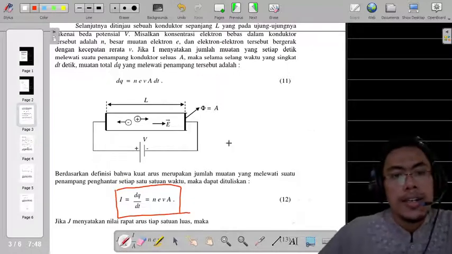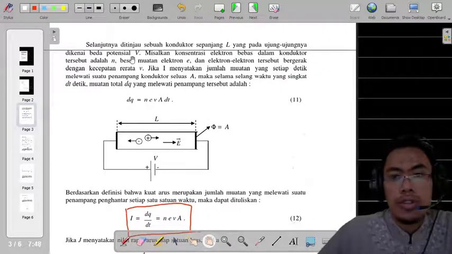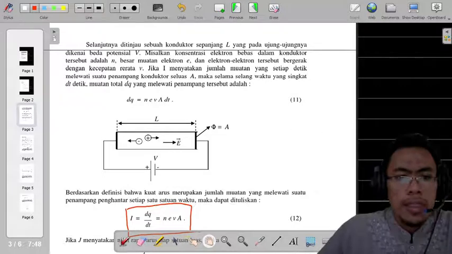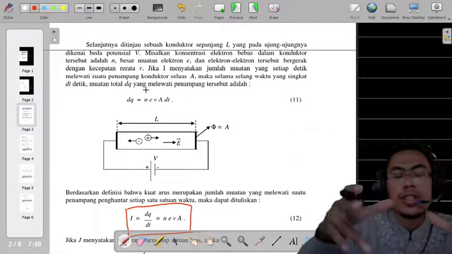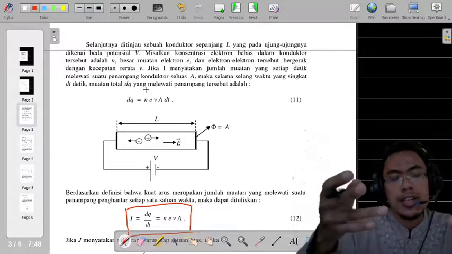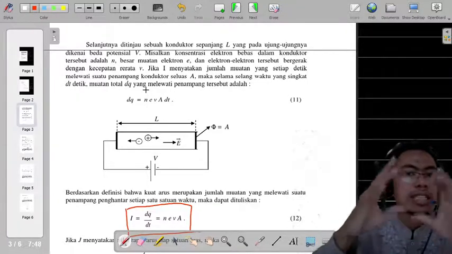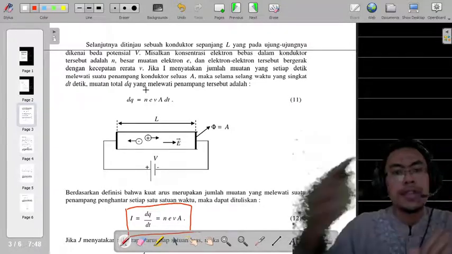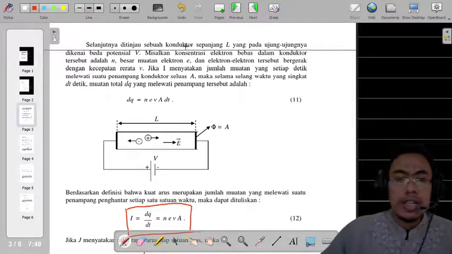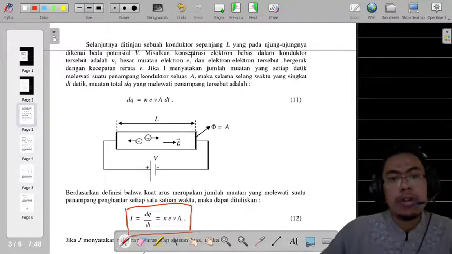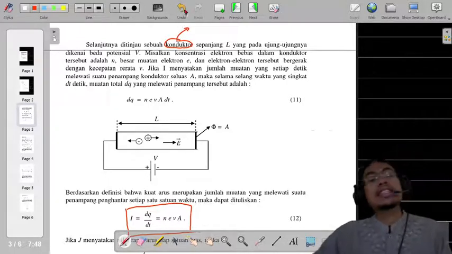Okay, so I will translate it for you. Let's say there is a conductor. A conductor is something that conducts the electric current, and meanwhile the insulator is something that inhibits the electric current. So the conductor is simply like an electric wire, a cable or electric wire is an example of a conductor.